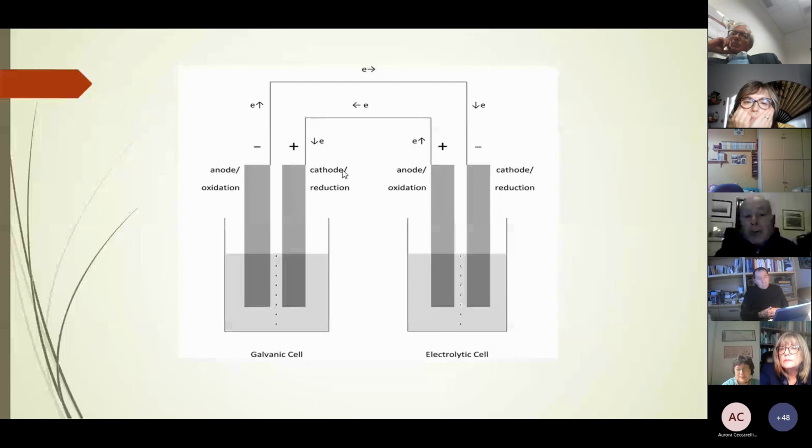So one important thing is that both in the galvanic cell and the electrolytic cell, oxidation occurs at the anode and reduction at the cathode. The difference is that the anode is negative in the galvanic cell, but positive in the electrolytic cell, and the cathode is positive in the galvanic cell, but negative in the electrolytic cell. So this trick can make plausible the differences and the commonalities between an electrolytic and a galvanic cell.